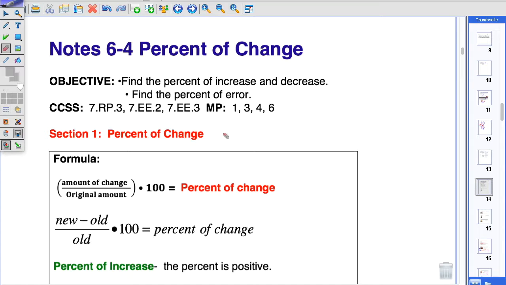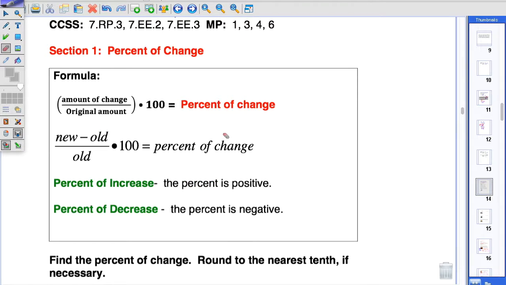Notes 6-4 on percent of change. We're going to find the percent of increase and decrease and find the percent of error. The Common Core state standards are listed and the mathematical practices. So the first thing that we're going to do in section 1 is look at the percent of change.